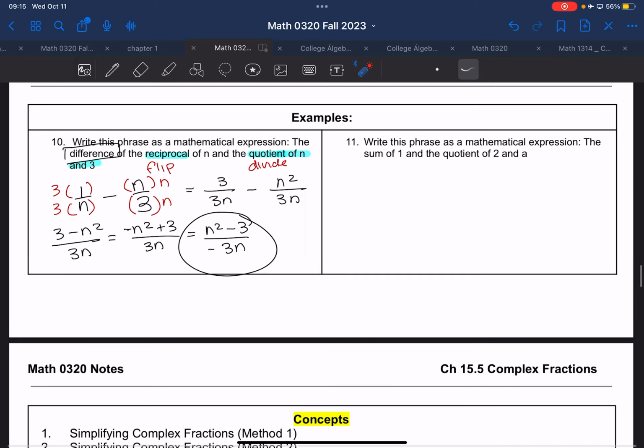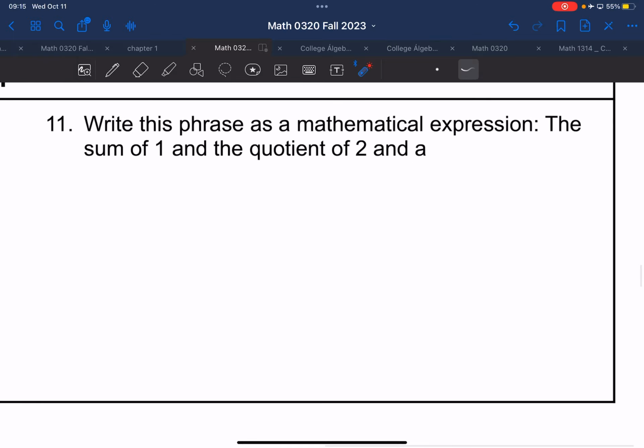Okay, last one, number 11. It says write this phrase as a mathematical expression. So we're just looking at this part. The sum of 1 and the quotient of 2 and a. So if we're looking at our two fractions here, 1 plus 2 over a.